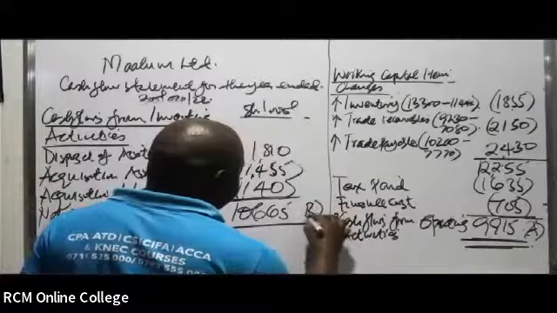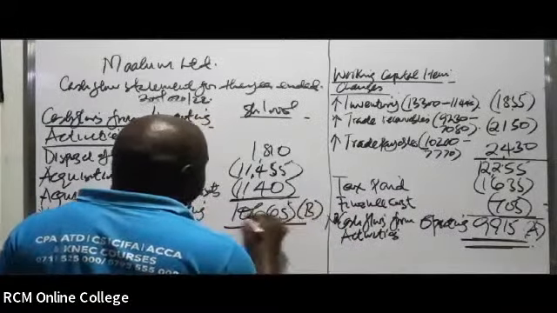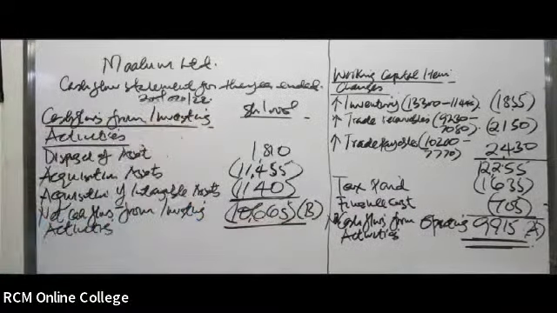665. So this is our part B, which in this case is negative. It is negative 10,665. So that is our part B. Those are the net cash flows from the investing activities.